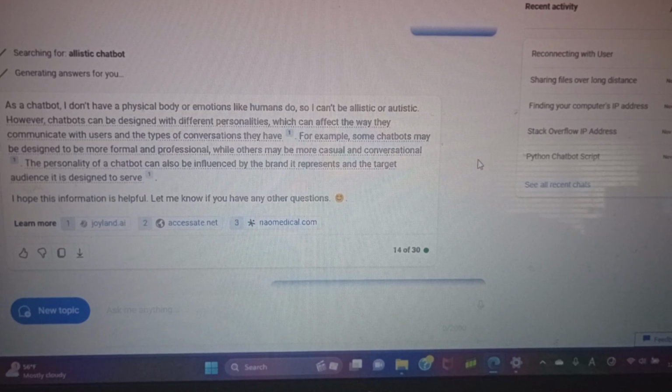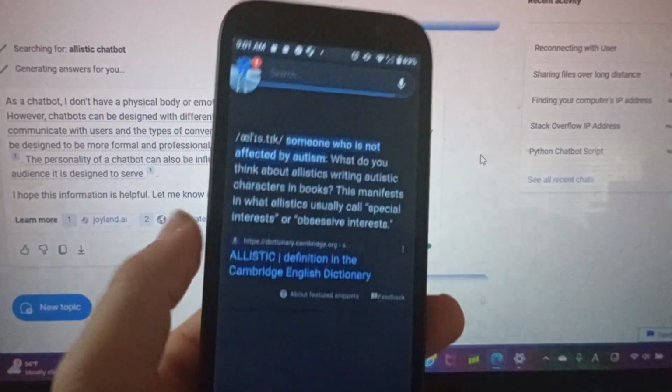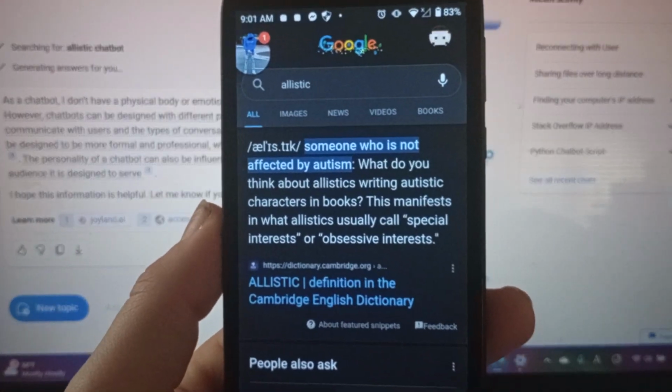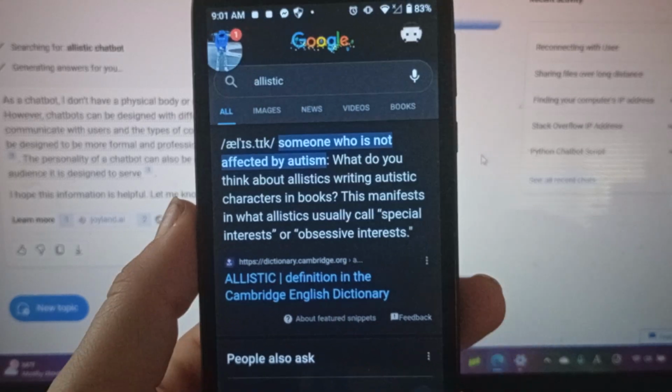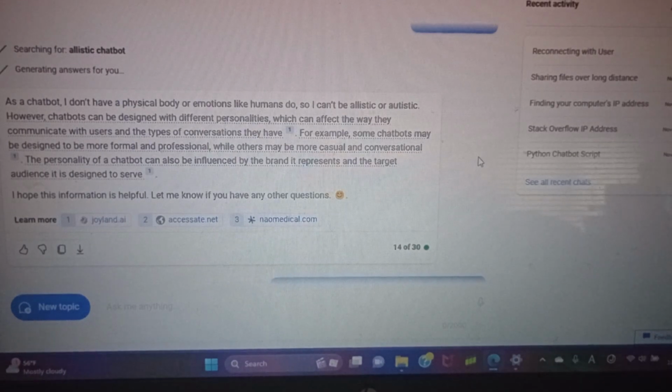So I pull up this device, and I search for autistic, someone who is not affected by autism. So, yeah, I was trying to use that angle to say, oh, then you're autistic. And it did not work. This thing is well made.